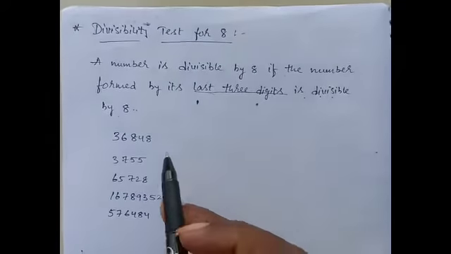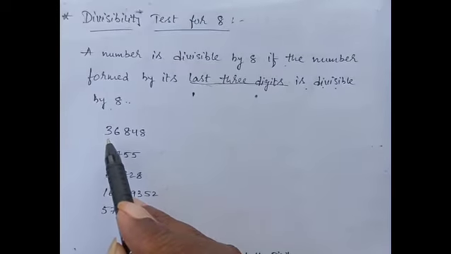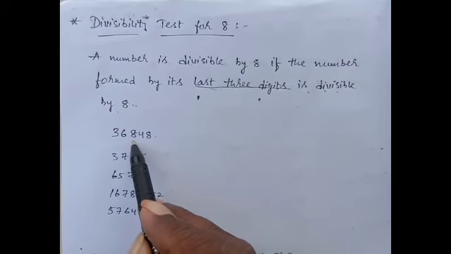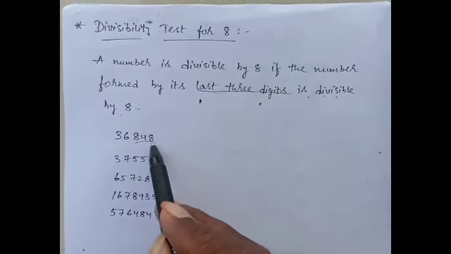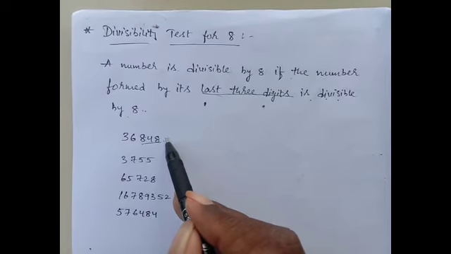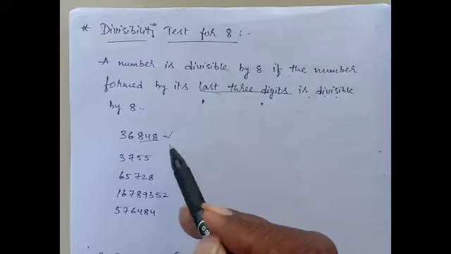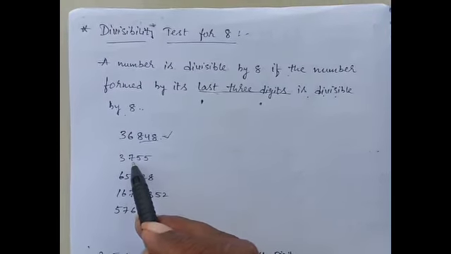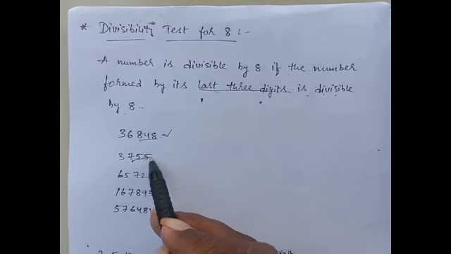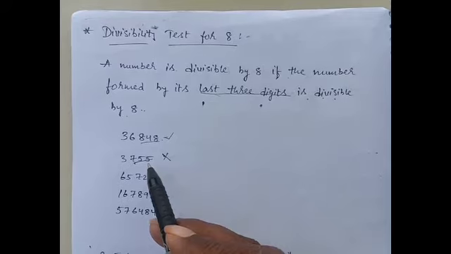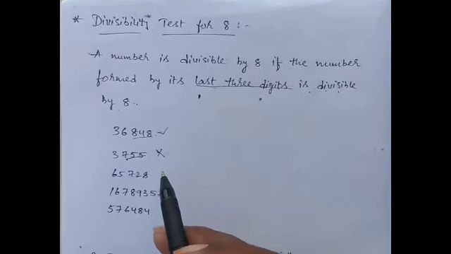Now let us take some random numbers here. In the number 36,848, if you see the last three digits, 848, 848 is divisible by 8. You can say that number 36,848 is divisible by 8. Now let's take the number 3755. The last three digits are 755, and 755 is not divisible by 8. We can say that 3755 is not divisible by 8.